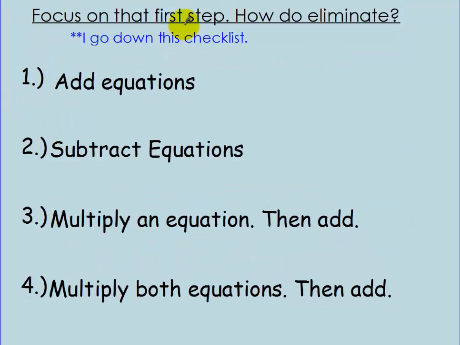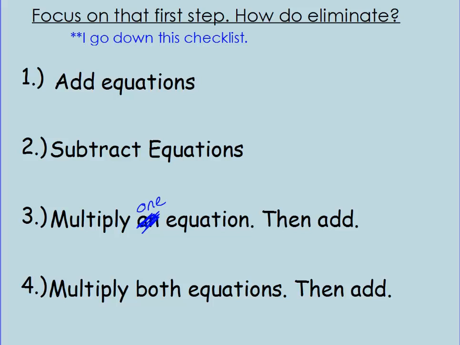For the first step, there are 4 things on my checklist when I'm trying to eliminate. This is how I think of it. I first see if I can add the equations and it eliminates. Then I see if I can subtract the equations and it eliminates. If that doesn't work, I see if I have to multiply one equation first, then add. And if that doesn't work, I have to multiply both equations by something, then add them together. So what does that mean? Let's break each of those down.